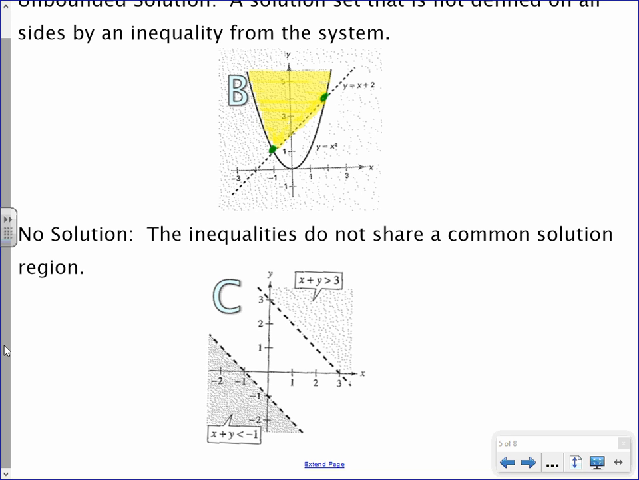Well, you could have a parabola and a line, or a circle and a line. There's a lot of different kinds of graphs you could have, but when the shadings aren't going to overlap, that's when you don't have a solution.